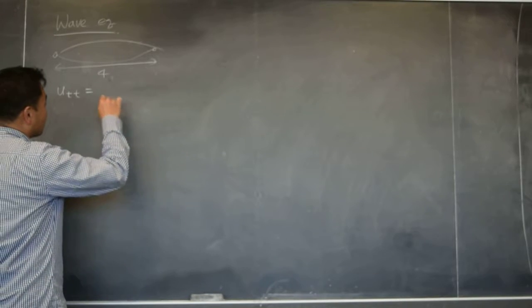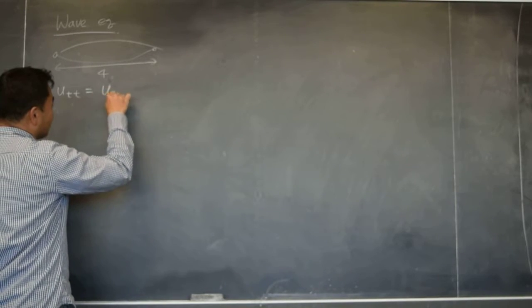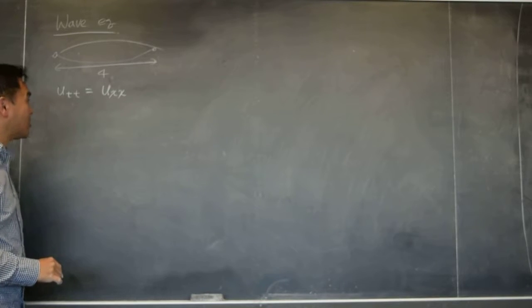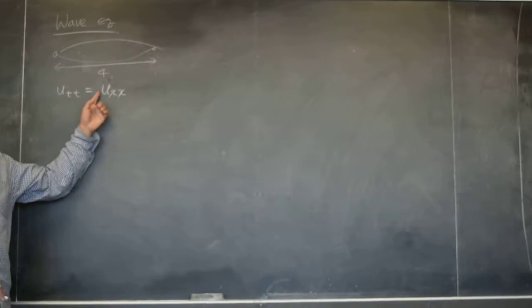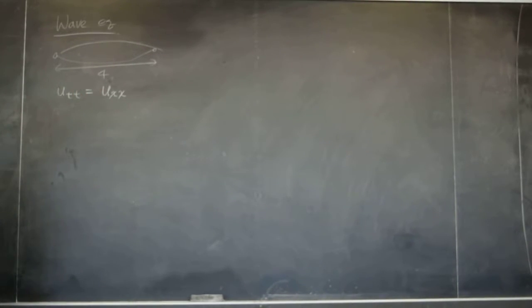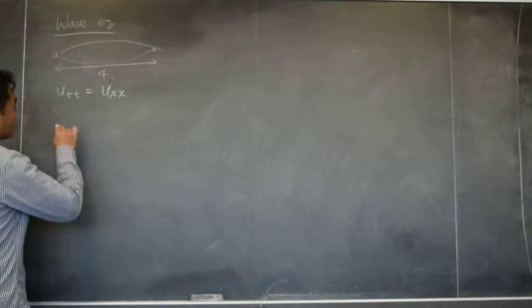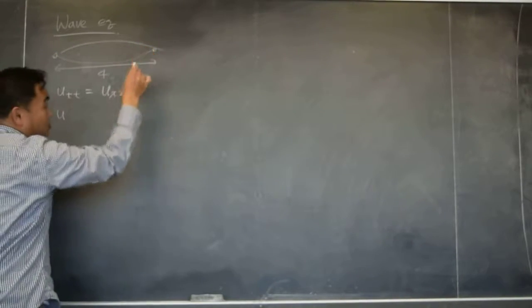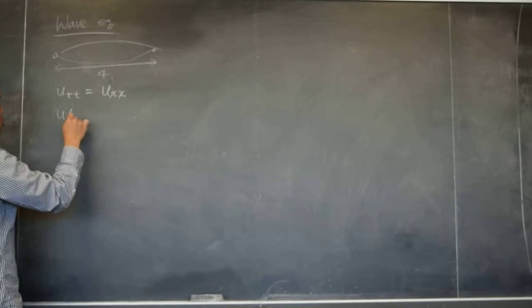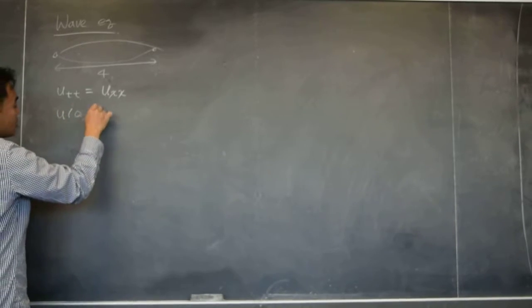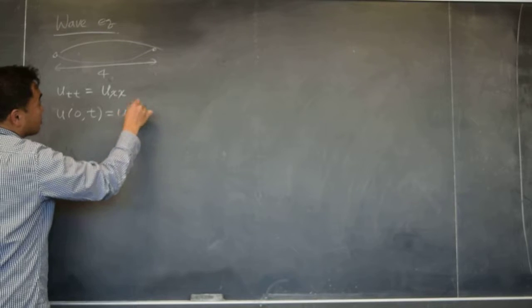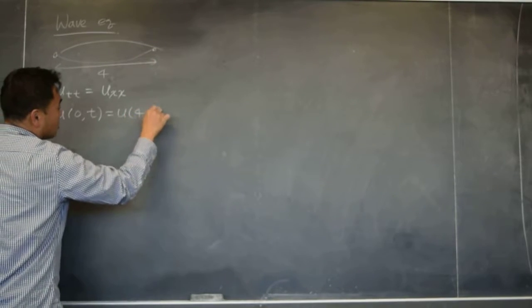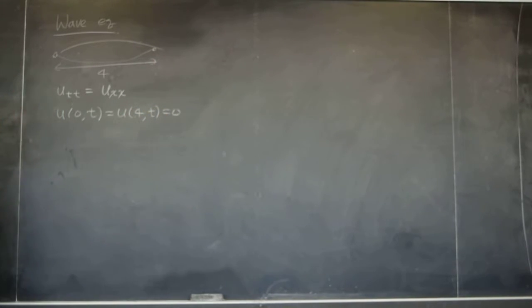So I'll just do the simplest. I'll just say u_tt is u_xx. So in this case, c squared is set to 1. That's the simplest one. Now, the endpoints are fixed, so they don't change. Therefore, u(0,t) and u(4,t) should be 0. That means it's a fixed endpoint.